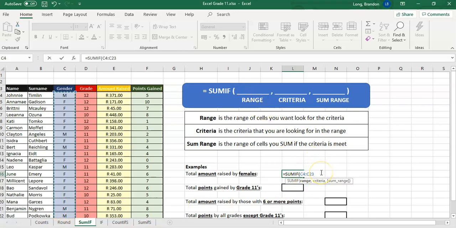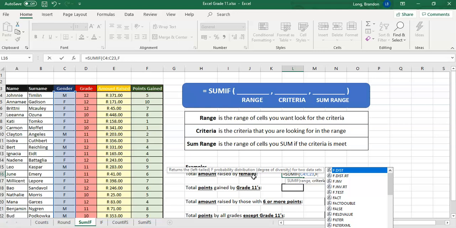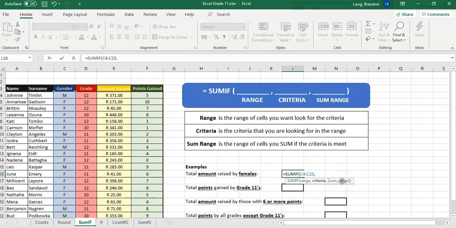Comma. What are we looking for in that range? We're looking for the female. So we're looking for all the letters for the F. Okay? But because it's text, and remember, like the COUNTIF, your criteria must be in double quotes. So we can say double quote F, double quotes. So we're looking for an F in that blue block there.